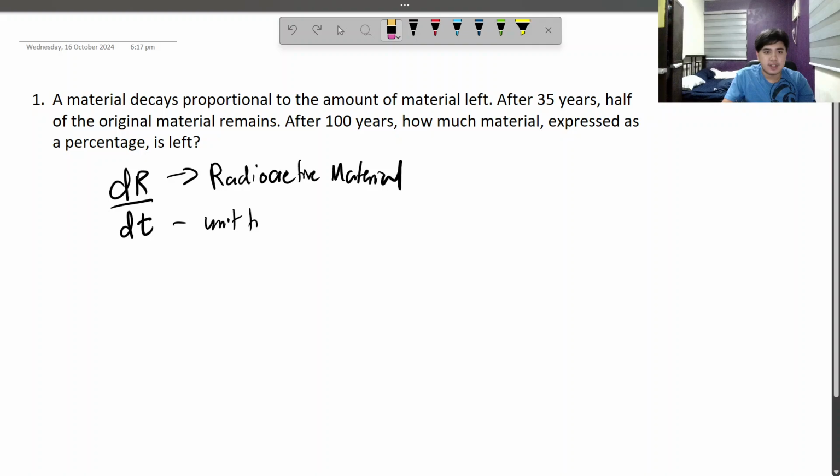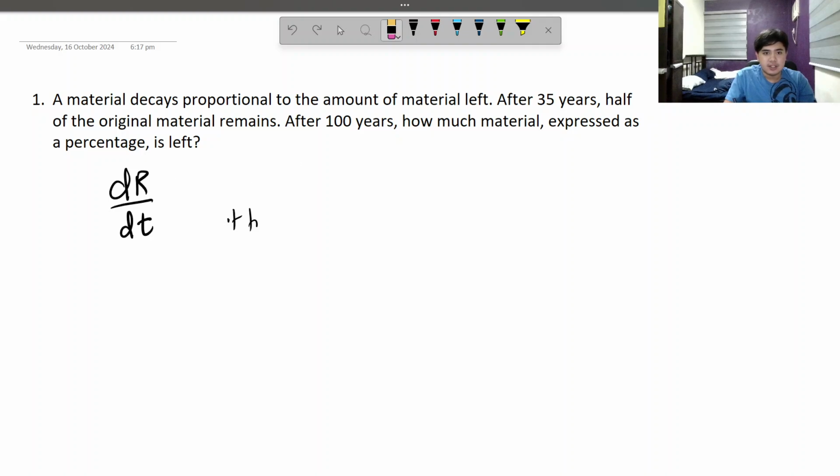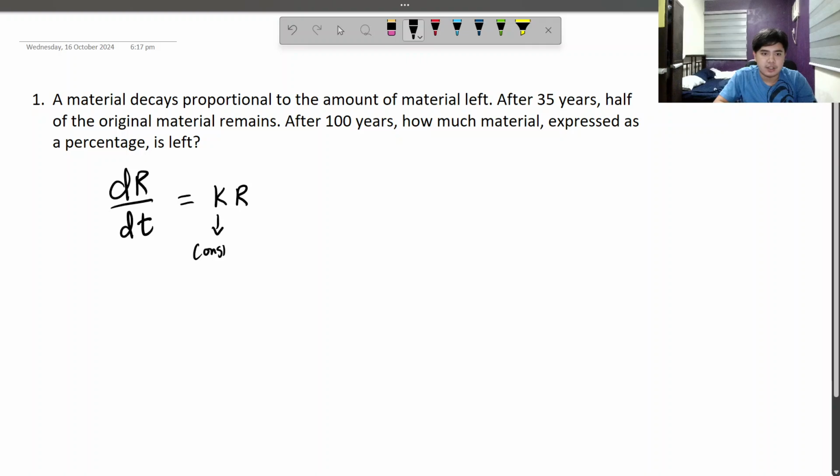So now it said here that the rate of decay is proportional to the amount of material left. So that would be k times R. k is the constant of proportionality, and R is the amount of material. So there we go. Now that we have this differential equation, we can solve it using the established methods we discussed earlier.